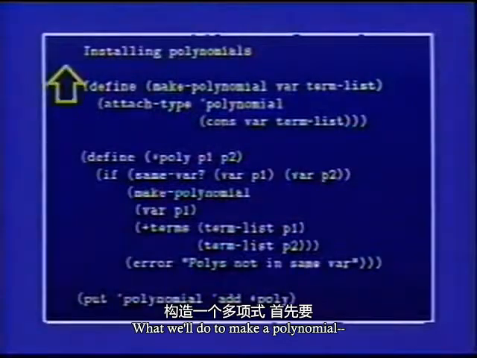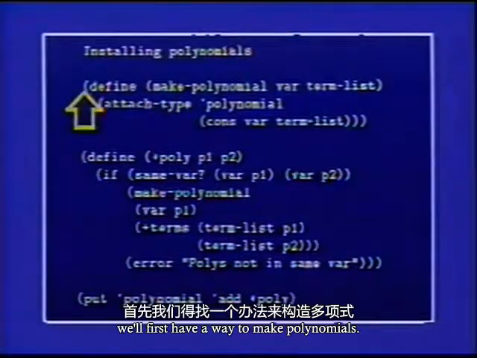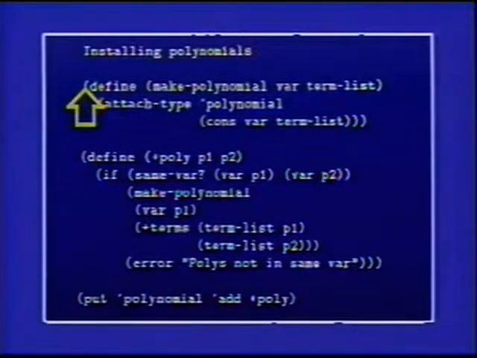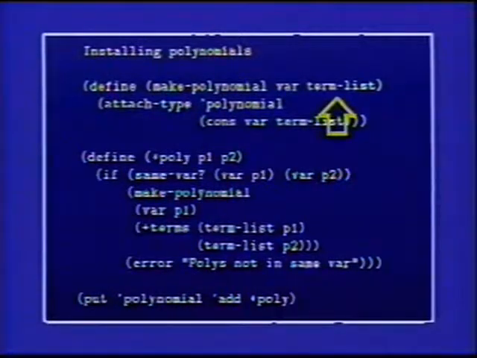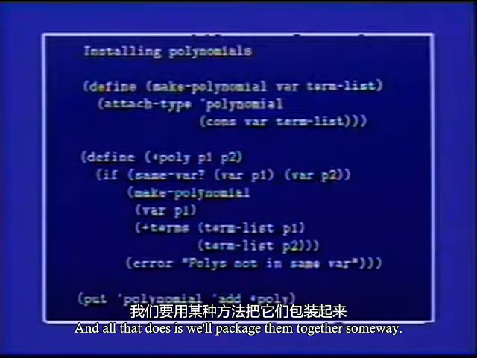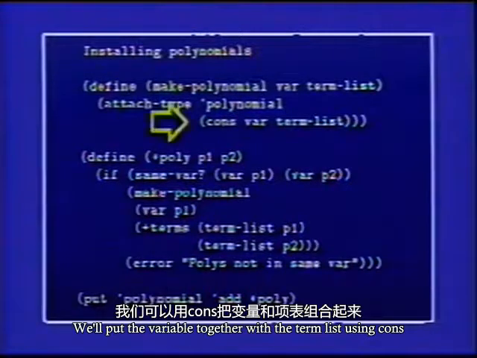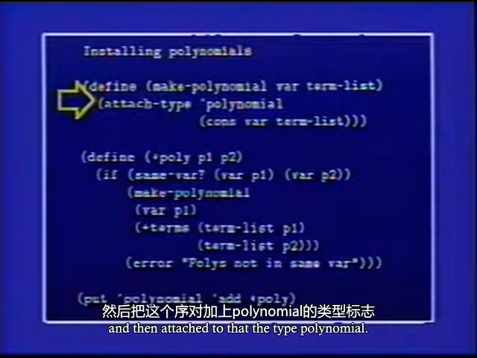What we'll do to make a polynomial, we'll first have a way to make polynomials. We're going to make a polynomial out of a variable like x and a term list, and all that does is we'll package them together some way. We'll put the variable together with the term list using cons, and then attach to that the type polynomial.